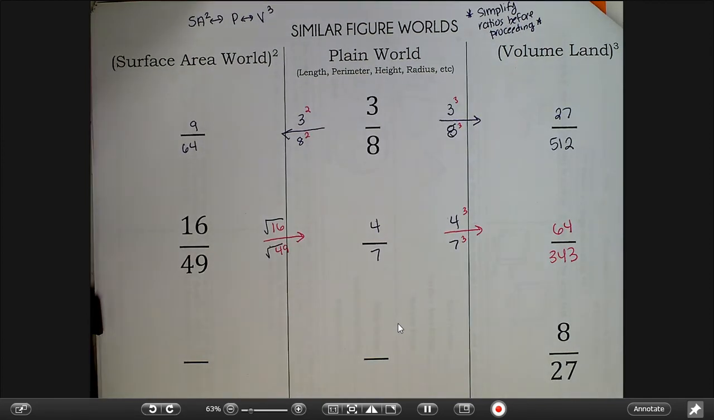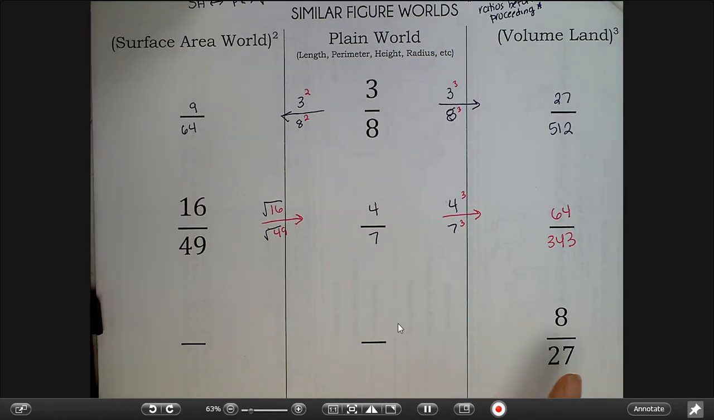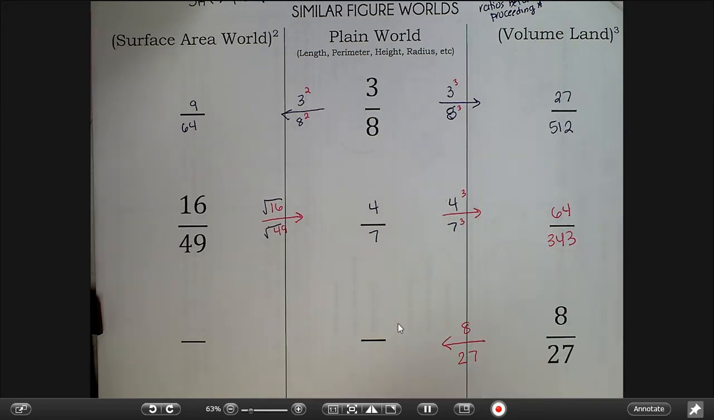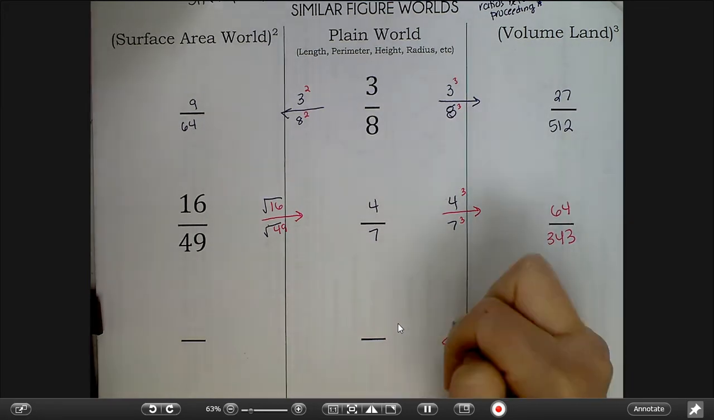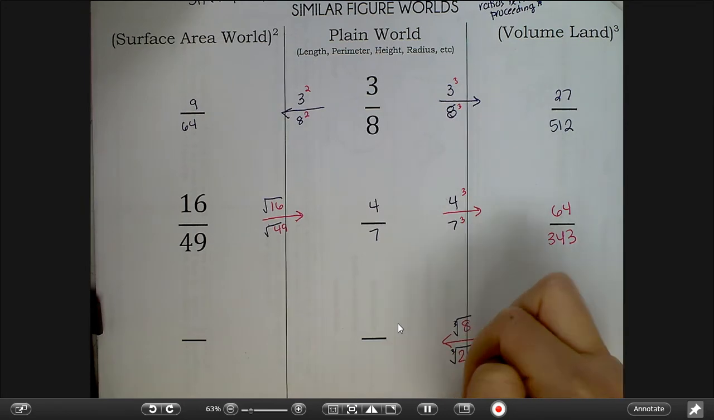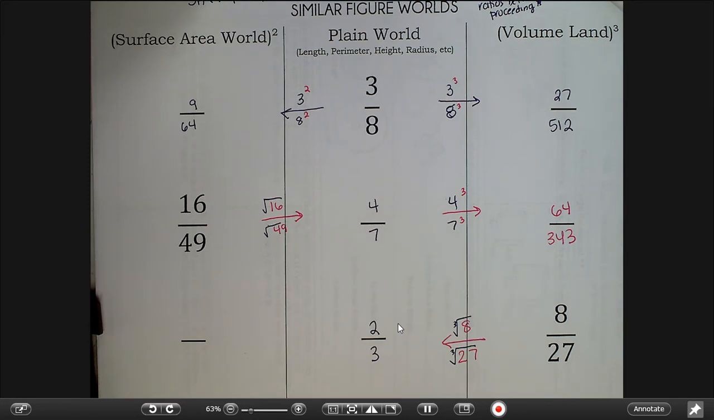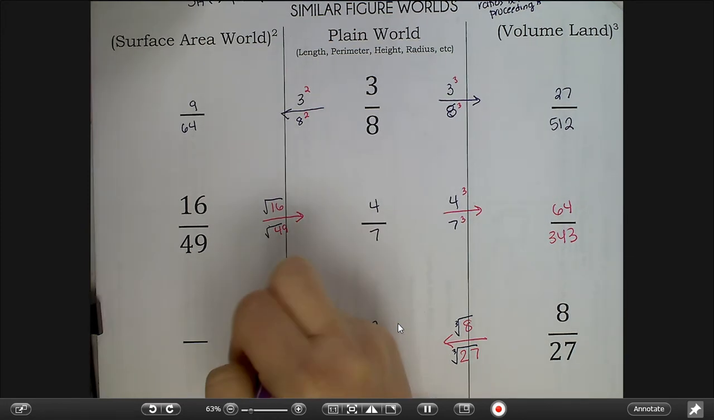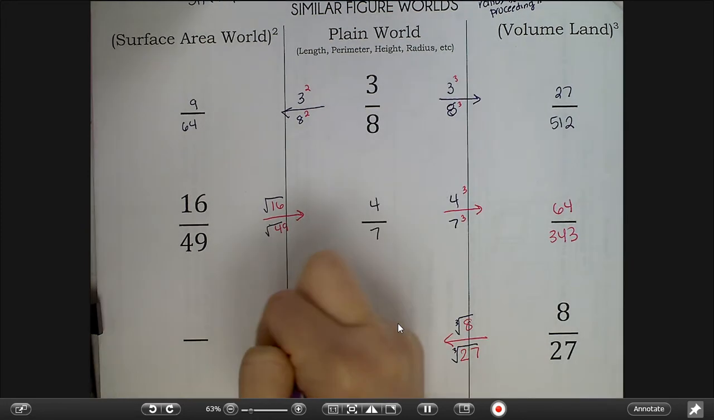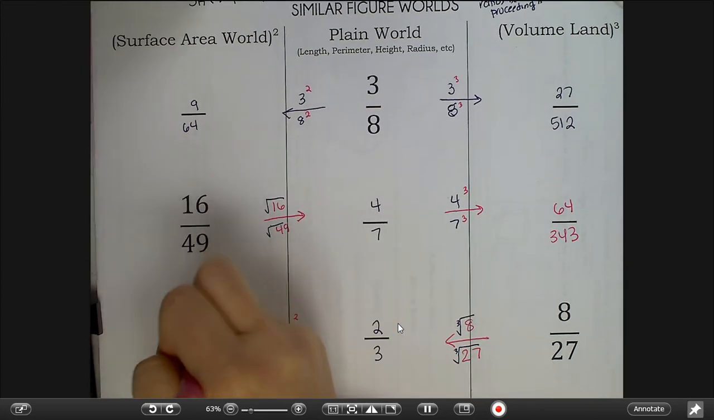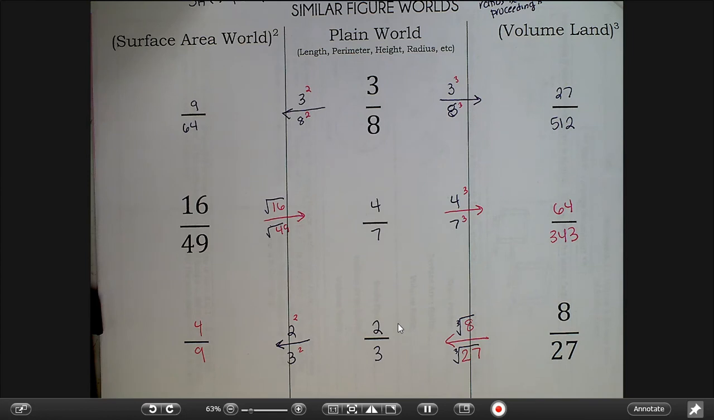Now, how do you think you're going to get from volume, where it had already been cubed, back to plane? So these had already been cubed, so we want to take the cube root. And the cube root of 8 is 2, and the cube root of 27 is 3. And again, move over to surface area world, where the numbers need to be squared. All right, so that's the process with the numbers.